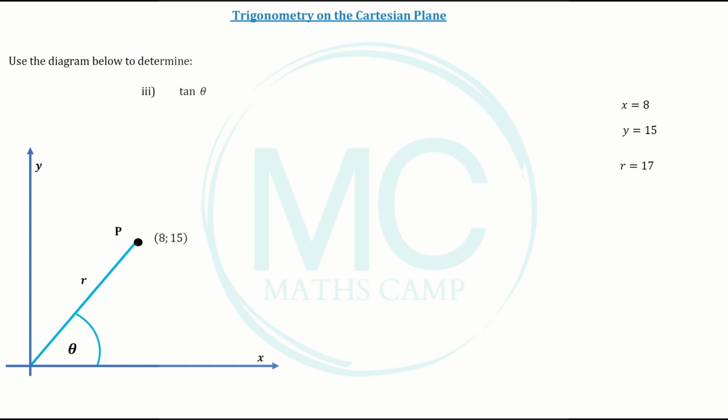Determine tan theta. We know that tan theta is equal to y over x. In this case, y is 15 and x is 8. So now we can say tan theta is equal to the value of y, 15, over the value of x, which is 8. And we have now completed this question.